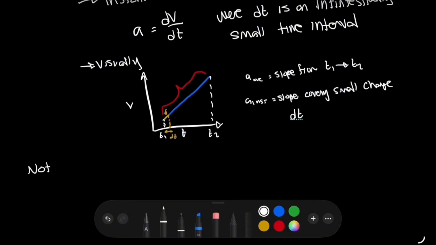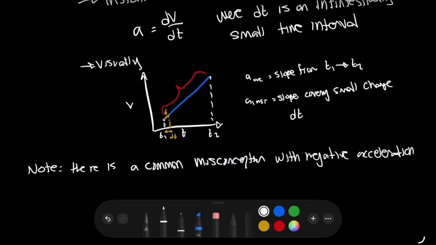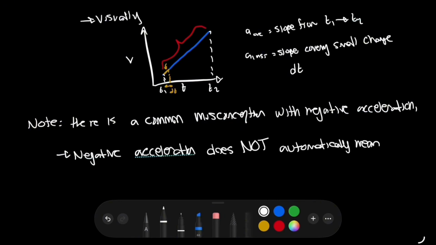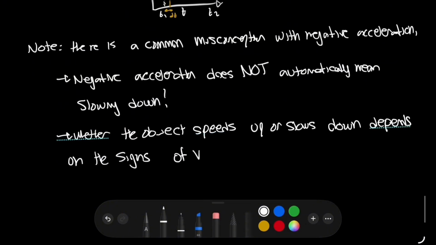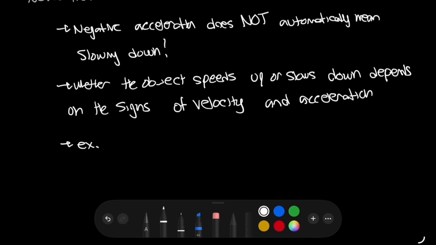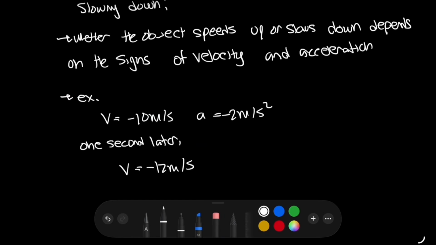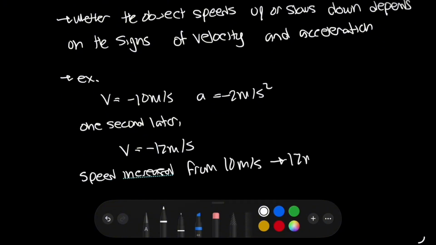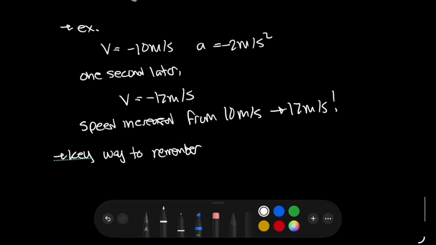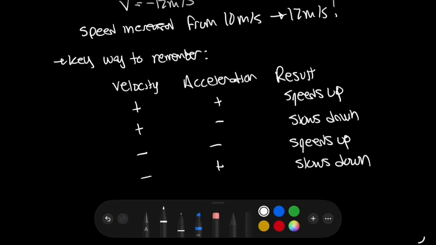And a very important thing to know here, there's a common misconception with negative acceleration. Negative acceleration does not necessarily automatically mean that the object is slowing down. Whether the object speeds up or slows down depends on the sign of velocity and acceleration. So for example, if the velocity is equal to negative 10 meters per second and the acceleration is equal to negative 2 meters per second squared, 1 second later, the velocity is going to be equal to negative 12 meters per second. So in this situation, the speed actually increases from 10 meters per second to 12 meters per second. So negative acceleration doesn't automatically mean that the velocity decreases. And a key way to remember this is by this table below, where the sign of velocity and acceleration determines if the object speeds up or slows down.